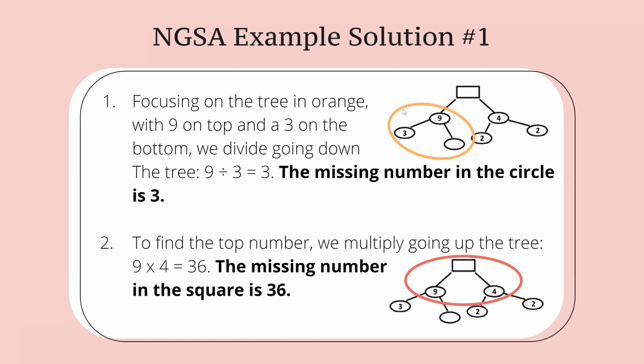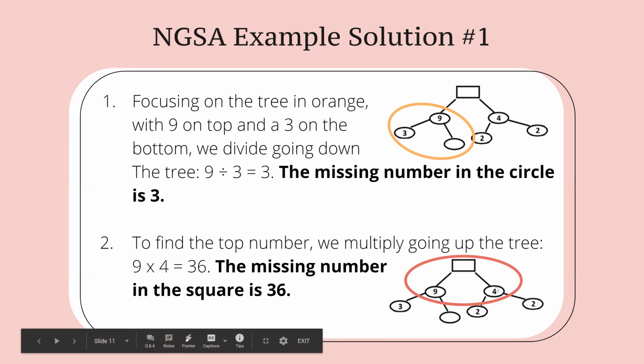So here we look at the left with the 9 and 3 in the missing number. We want to go down from the 9, so therefore we use division. 9 divided by 3 is 3. Therefore, the missing number in the circle is 3. Now we're going up the tree. We have 9 and 4 from below, so we multiply. 9 times 4 is 36. The missing number in the square is 36.